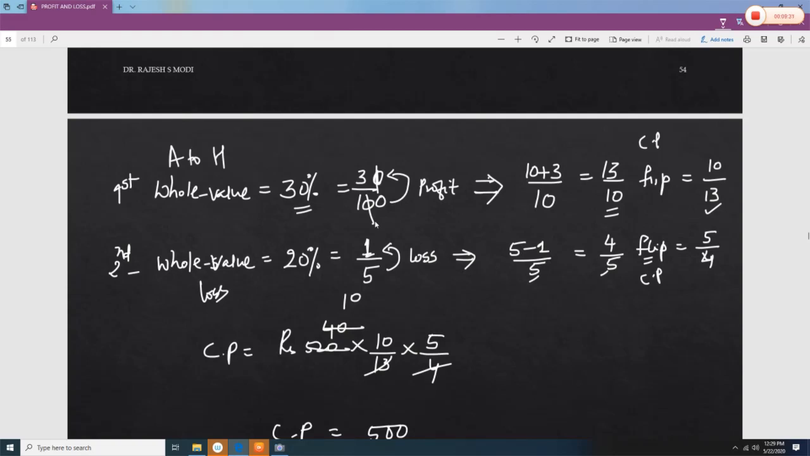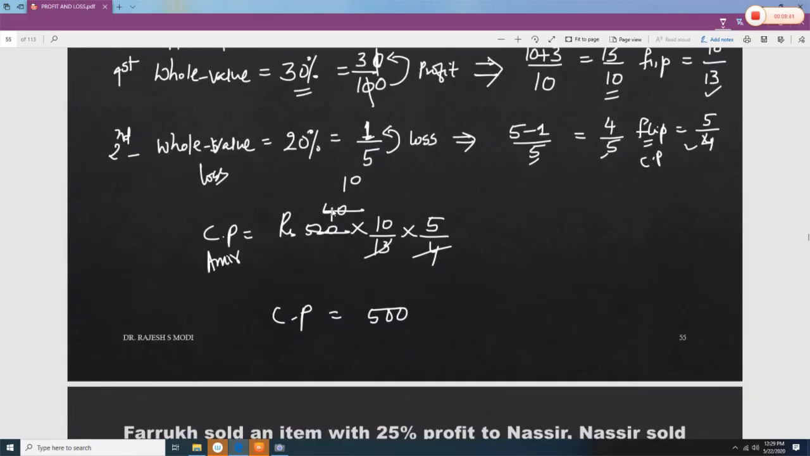And 520 is the cost price of Moyad who purchased. From that you have to find out the cost price of Amir. So 520 multiplied by 10 over 13 multiplied by 5 over 4. So the cost price of Amir is rupees 500.